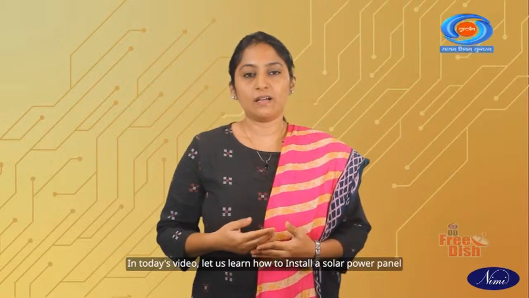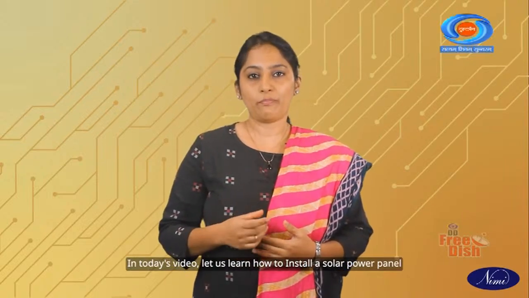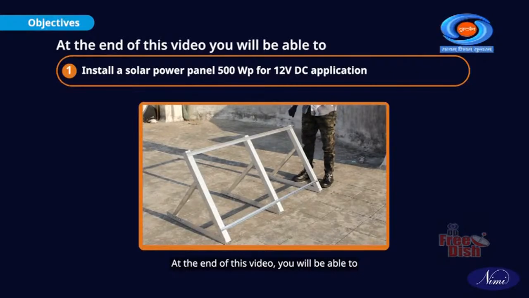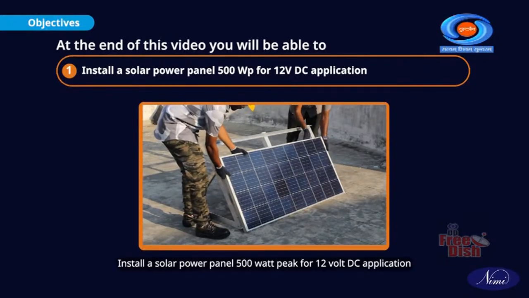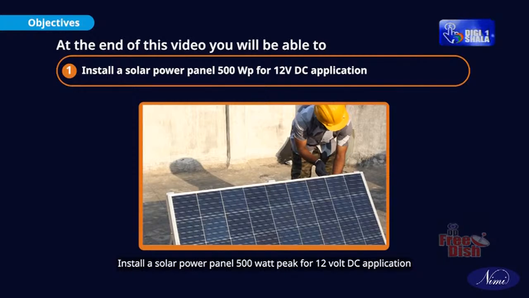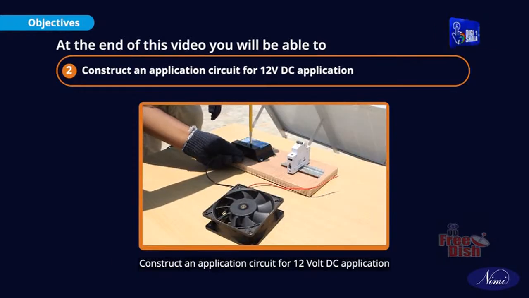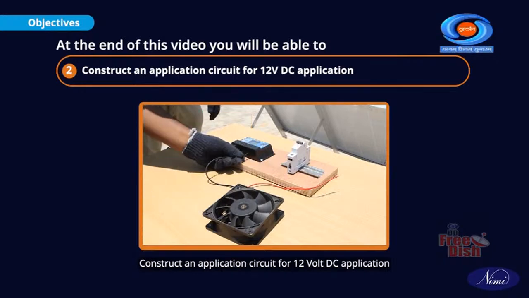Hello everyone, in today's video, let us learn how to install a solar power panel of 500 watt peak directly for 12 volt DC application. At the end of this video, you will be able to install a solar power panel of 500 watt peak for 12 volt DC application and construct an application circuit for 12 volt DC application.